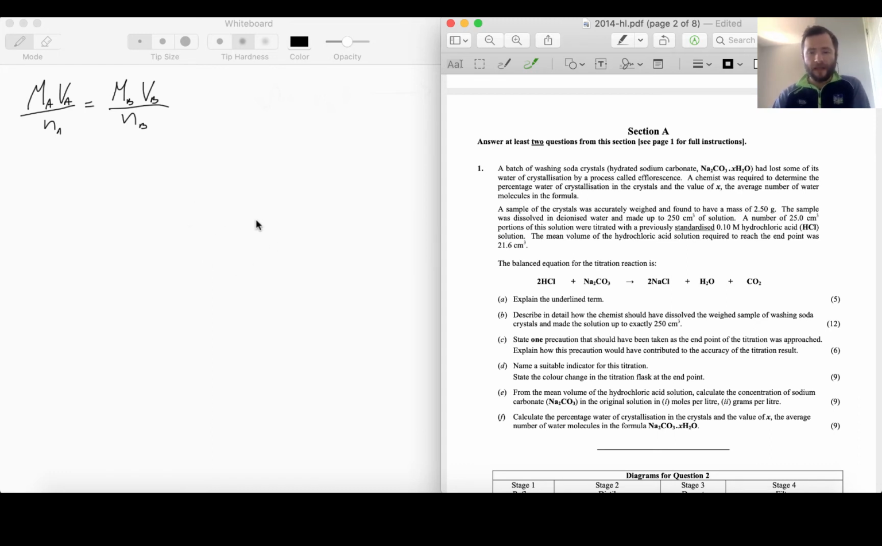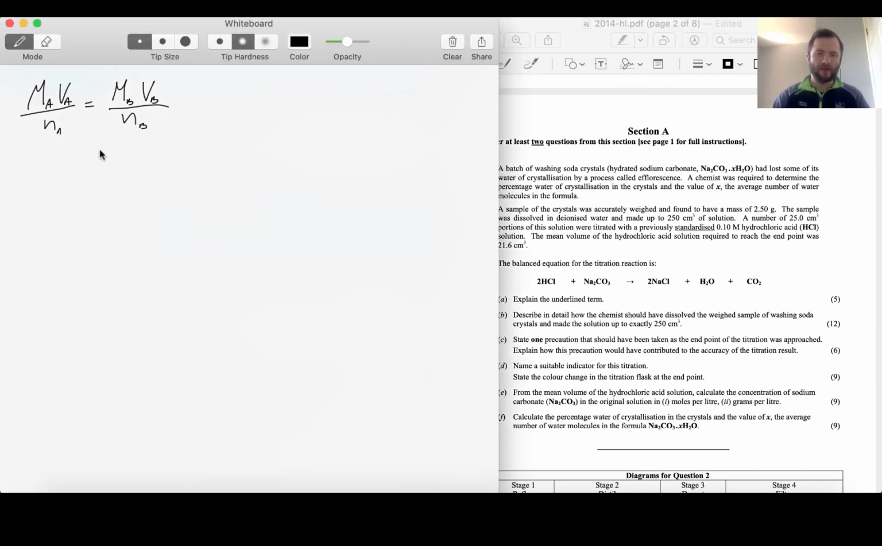So anyway, in this case I'm going to look at part E and part F of this question. So I'm going to calculate the concentration of sodium carbonate in the original solution, first in moles per liter and then in grams per liter. So to find the concentration in moles per liter, in other words, I'm looking for the molarity of the solution of sodium carbonate. So I'm going to use my formula because it's handy for me.